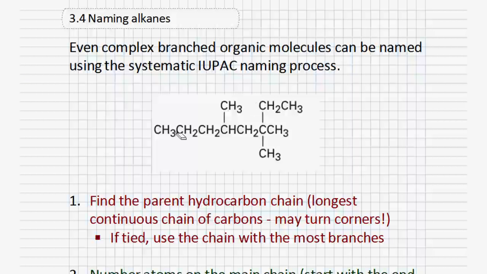So if I counted just the straight ones here, it's 1, 2, 3, 4, 5, 6, 7. But if I count going up this branch here, I got 1, 2, 3, 4, 5, 6, 7, 8. So that's the parent hydrocarbon chain.